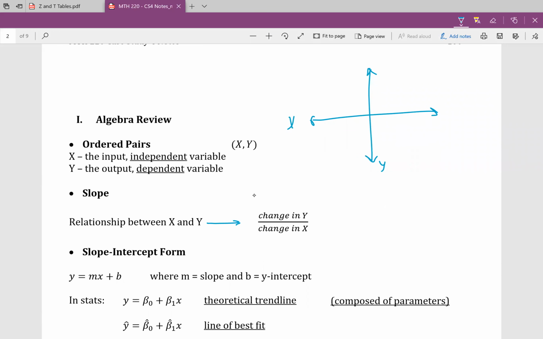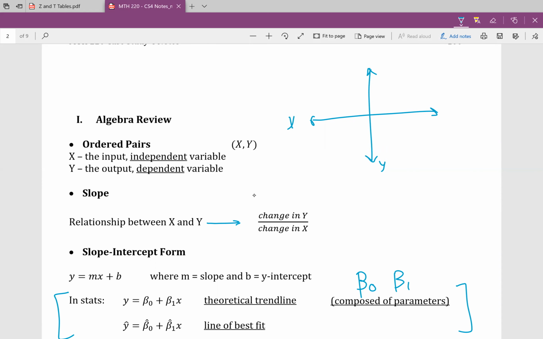Now we're looking down here in stats. In stats we have y equals beta naught. When the 0 is a subscript, we should say naught. So y equals beta naught plus beta 1 x. This is the theoretical trend line and it's composed of parameters. The parameters specifically are beta naught and beta 1. Beta naught and beta 1 are our parameters for the theoretical trend line.